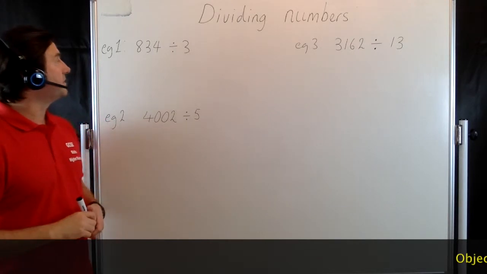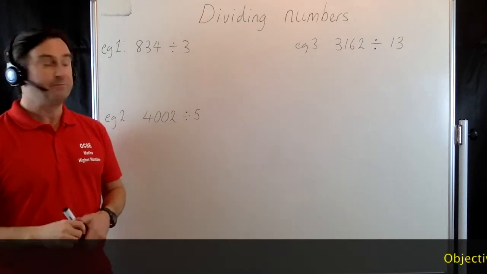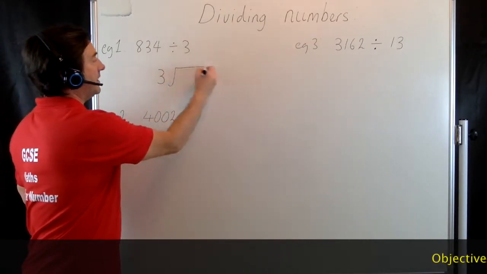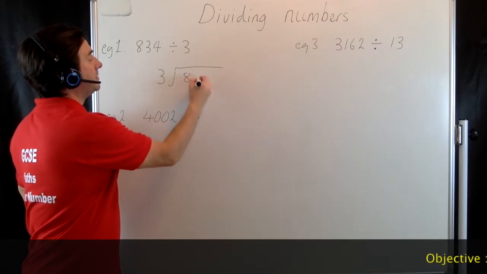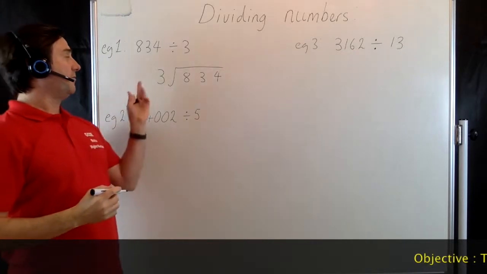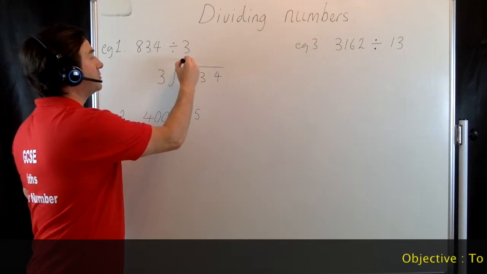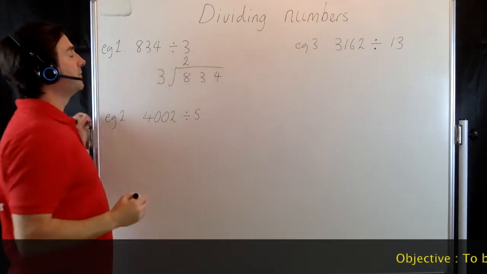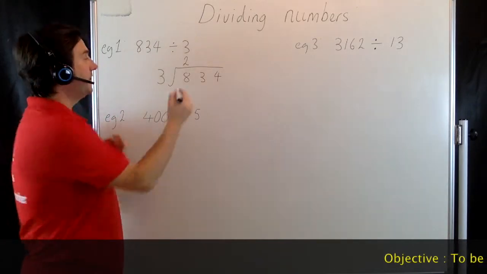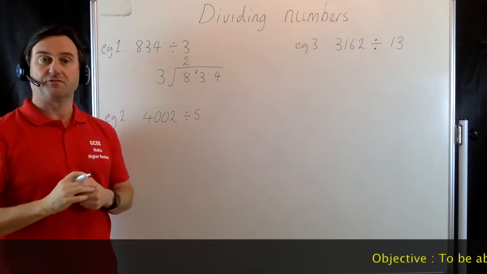So let's have a look at the first example here, 834, and we're dividing this by 3. Let's set it up, so it's 3 into 8, 3, 4. Okay, we start off and we say how many times does 3 go into 8? Well, 3 into 8 goes twice, so we write the 2 on the top there. But 2 3s are only 6, so we have 2 remainder. That 2 remainder we write up here above and in front of the 3.